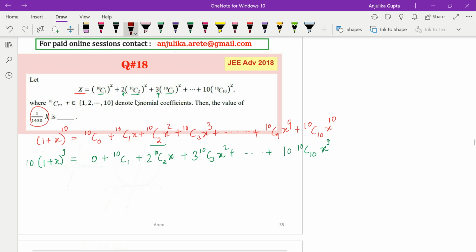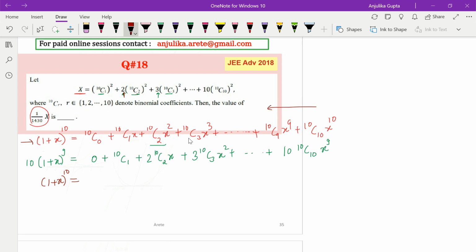Now we again look closely. It was not only that I wanted 2 times 10C2, right? I want 2 times 10C2 times 10C2, because 10C2 square, 10C3 square, everyone has a square with that. So what do I do? Maybe I will use this again. So let me write (1 + x)^10 again, but now I am going to write in reverse order.